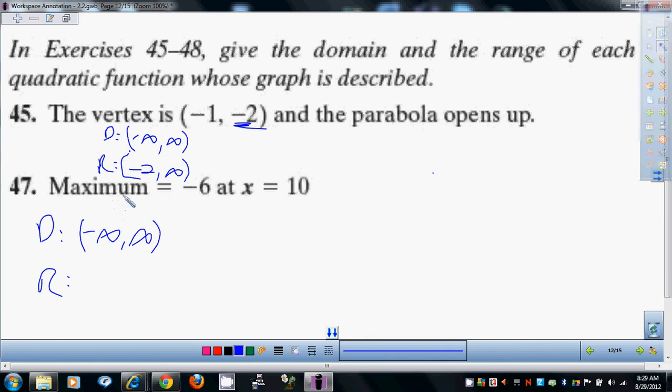What about 47? The fact that it tells me that it has a maximum tells me what? Someone? That it's upside down. Right. Meaning the range would be, there you go, negative infinity to negative 6. It's kind of worded kind of funky there. It gave us x, then or y, whatever. Yeah, that's right. Awesome. Questions on that? All right, rock and roll.